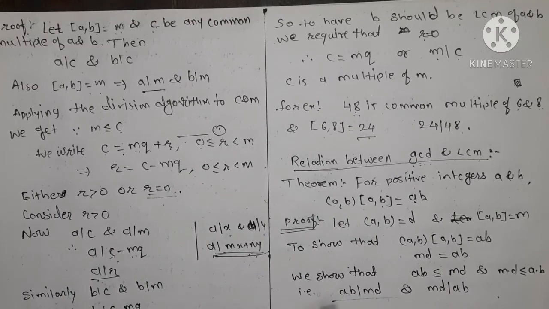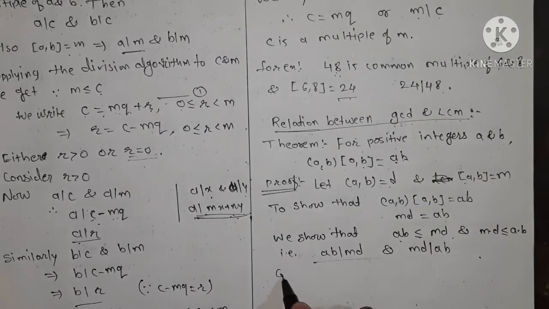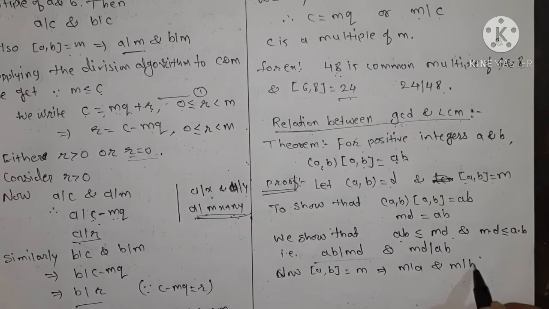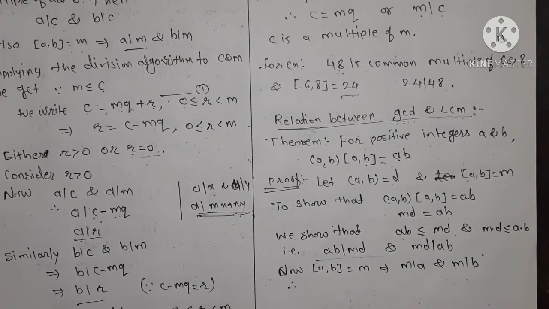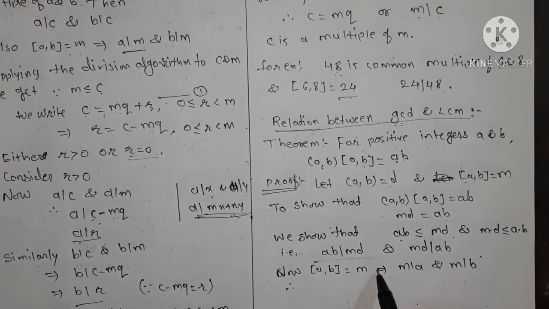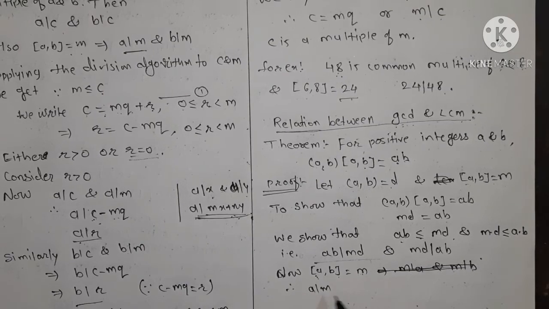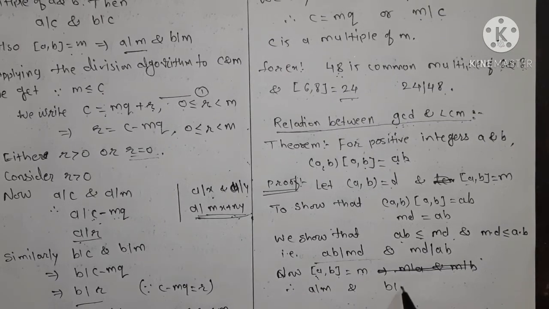So firstly, we show AB is less than or equal to MD. From this, now as the LCM of A, B is equal to M, so M is the LCM, therefore A divides M and B divides M.